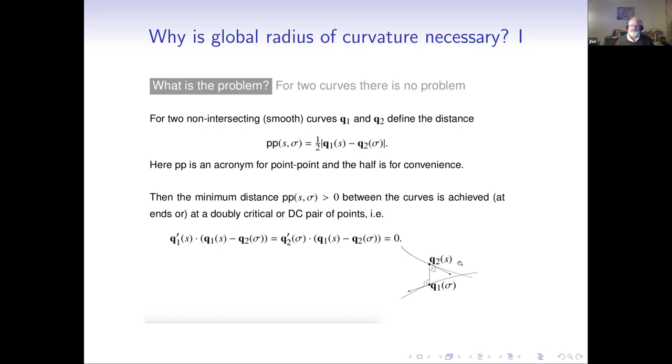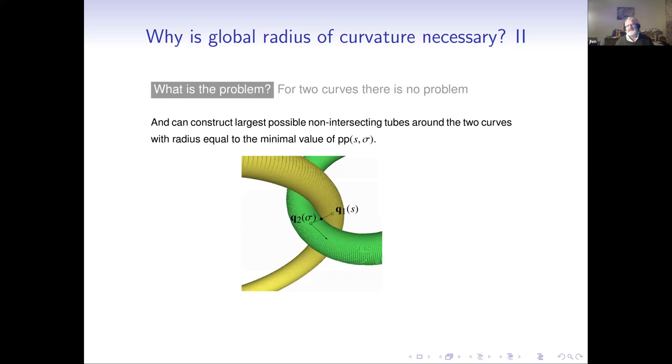But now let me say something a little bit strange. What's special about these doubly critical chords? The one thing that's special is you can fit in a sphere which passes through Q1, passes through Q2, and the curve at Q2 is tangent to the sphere, and the curve at Q1 is tangent to the sphere. And the diameter of the sphere is the length of the chord, which is sort of a clue why there's a half, but we'll get there. But basically, if you're considering the distance between two curves, there's no reason to introduce global radius of curvature.